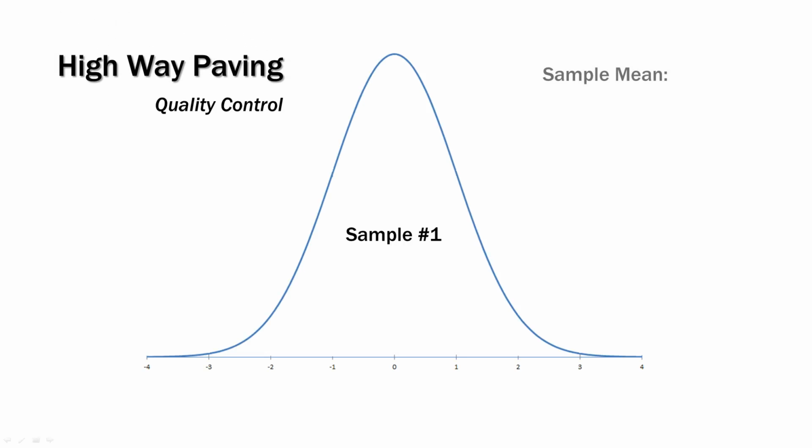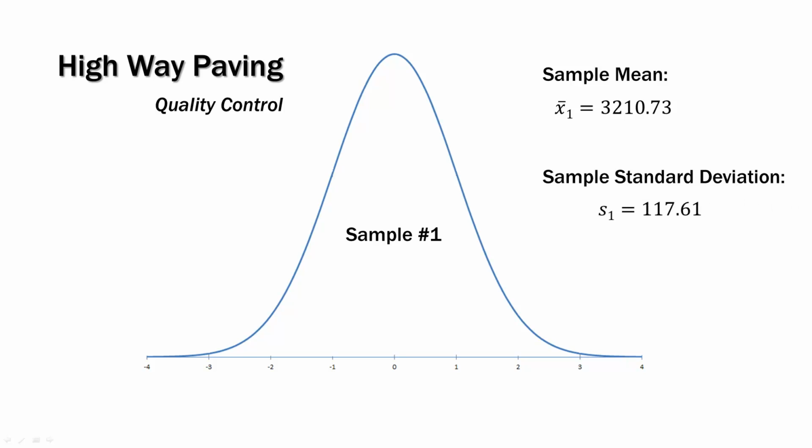So this first sample has its own distribution. So it looks like this. And again, that's sort of the normal curve that we are familiar with. And it has the mean of 3210.73, standard deviation of 117.61. And there we can put x bar sub 1 is 3210.73. Now the subscript 1 there means that that is our sample mean for the first sample. So x bar sub 1 means the sample mean of our first sample.